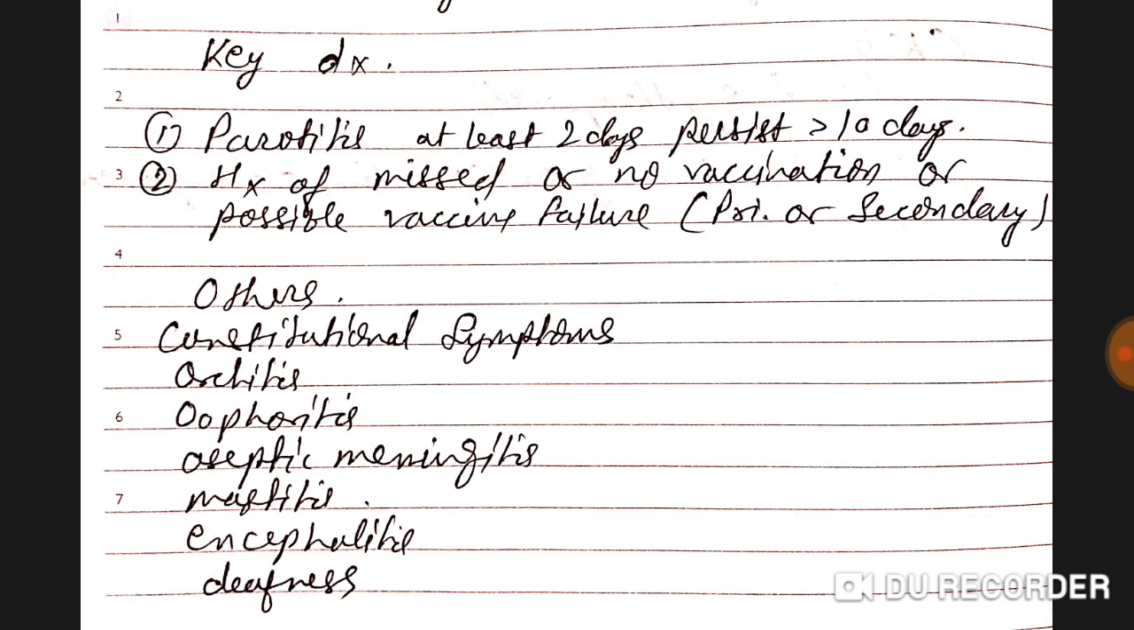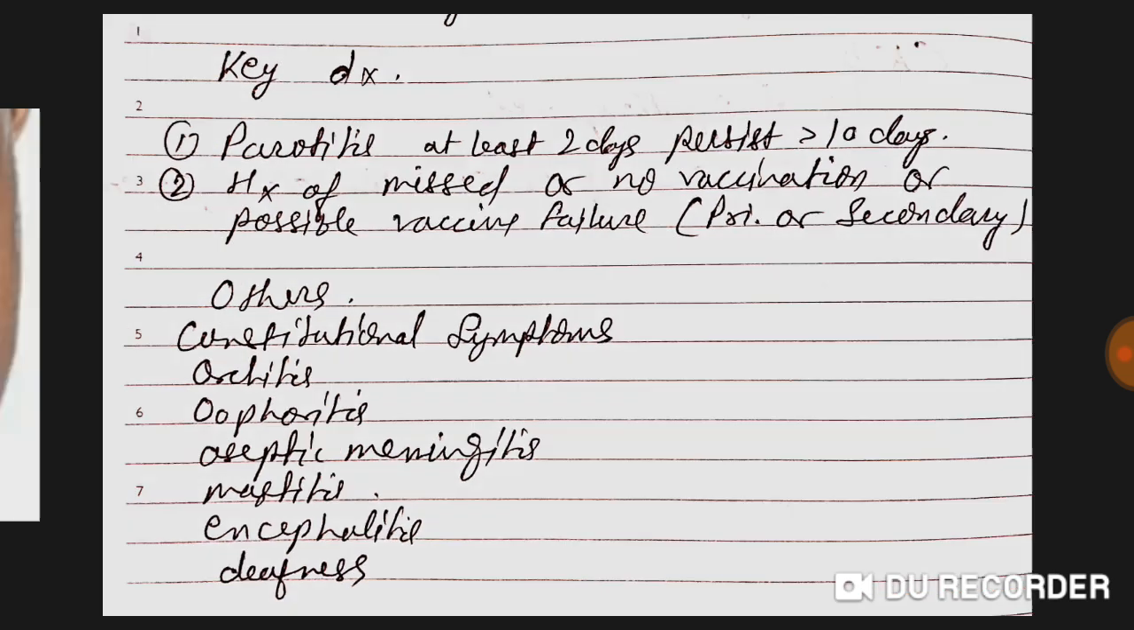Key diagnosis: parotitis at least 2 days, persisting more than 10 days. History of missed or no vaccination or possible vaccination failure, primary or secondary. Others include constitutional symptoms. Complications: orchitis, in my patient he is suffering from orchitis, ophthalmitis, aseptic meningitis, mastitis, encephalitis, and deafness.